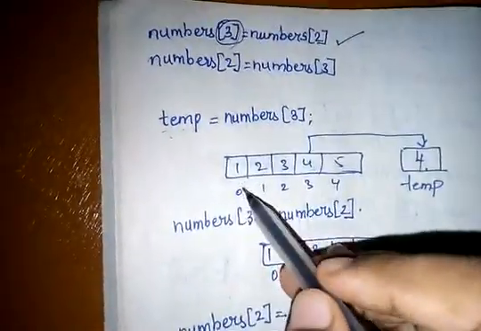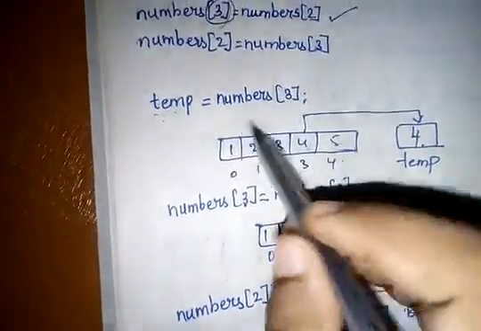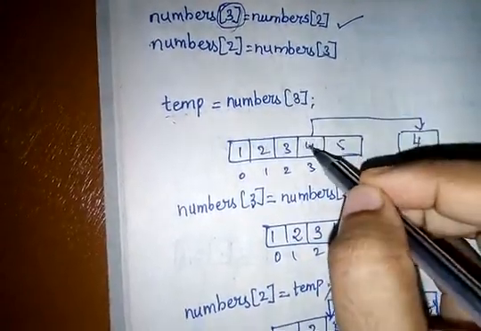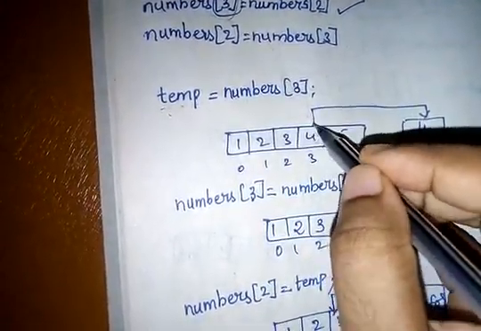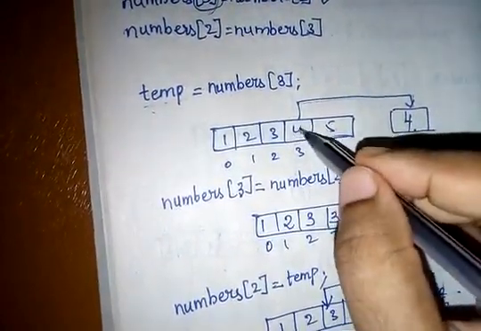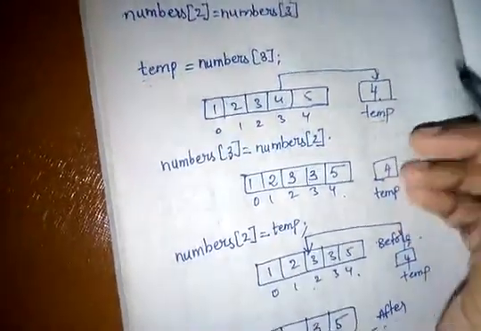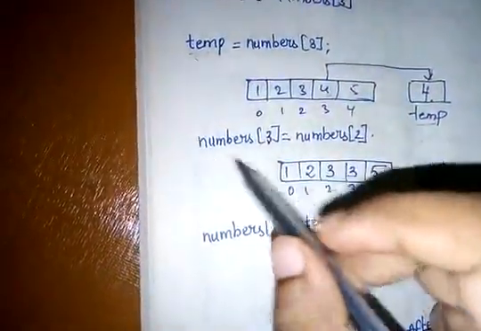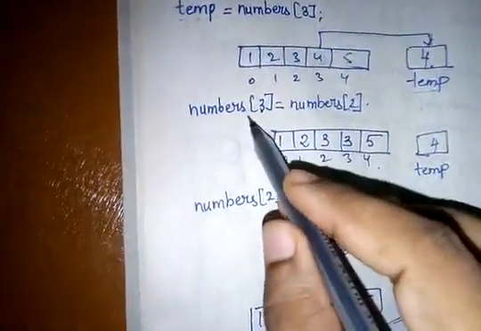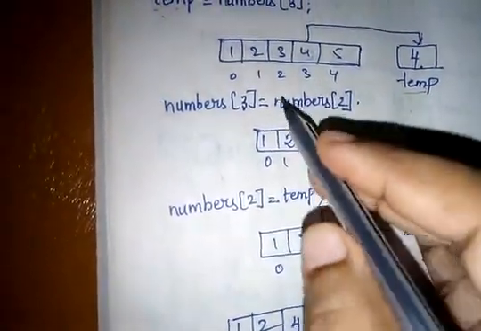So now if you see, our original numbers array is 1 2 3 4 5, and when I execute this statement, temp is equal to numbers of 3, the element at index 3 will be placed in the temporary variable. That is, the value is 4 and the 4 is copied to the temporary variable. Then our first statement, numbers of 3 is equal to numbers of 2. So now let us see what happens if we execute this.